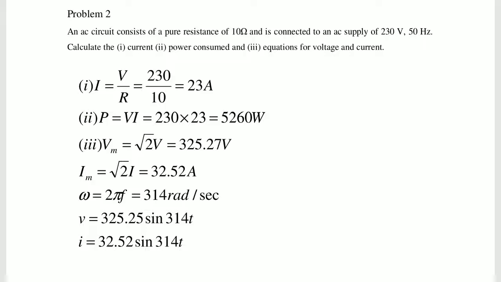Next, the maximum current. I maximum is equal to root 2 into I RMS, and I RMS is nothing but I. So root 2 into 23 gives 32.52 amps. This is the maximum value of current.